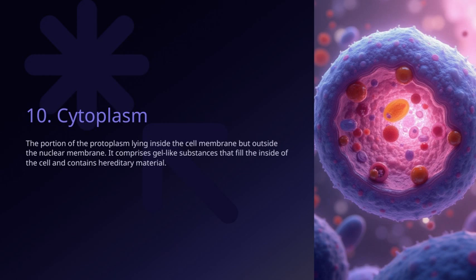It's important to note that this gel-like fluid contains many vital components, including hereditary material, which is essential for the cell's functions and inheritance. Essentially, the cytoplasm is like the bustling interior of the cell, supporting and suspending the organelles and enabling the cell to operate smoothly. Understanding the cytoplasm helps us appreciate how cells maintain their structure and carry out their life processes efficiently.